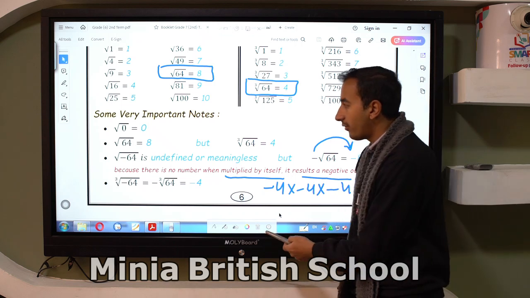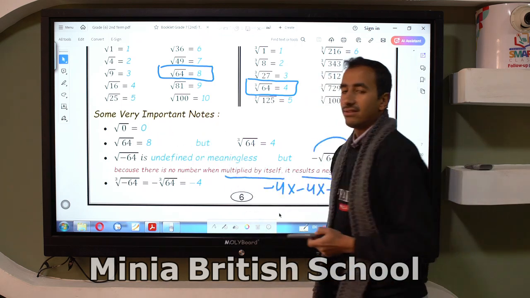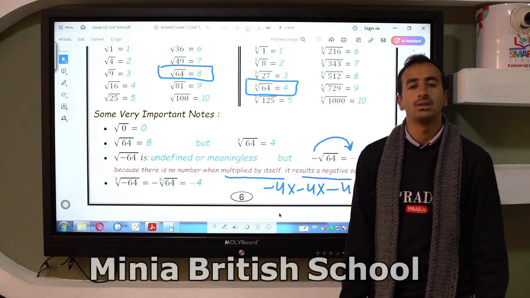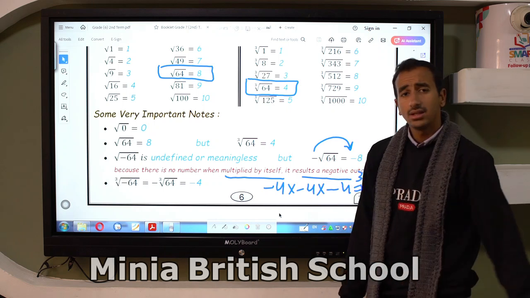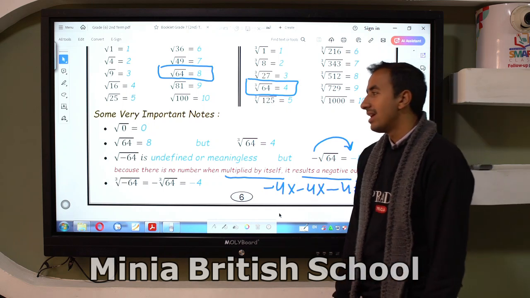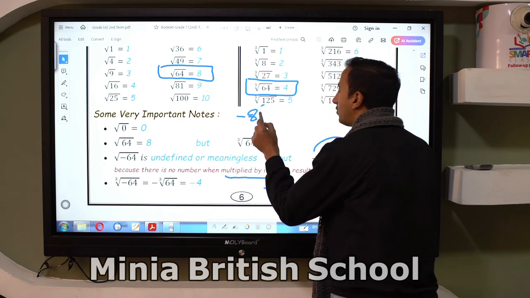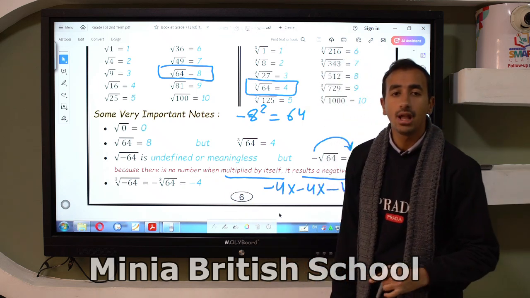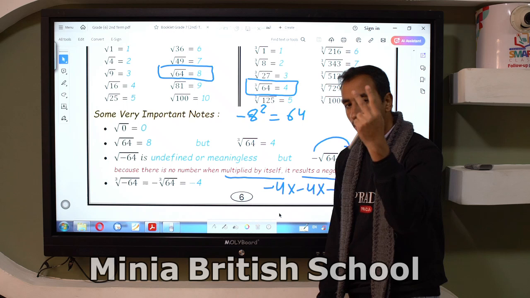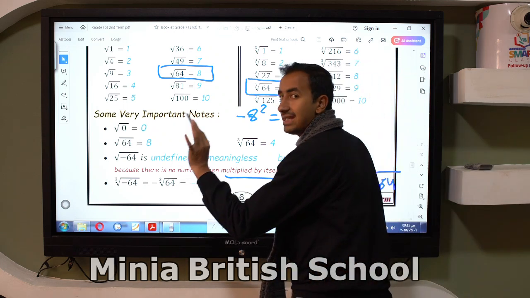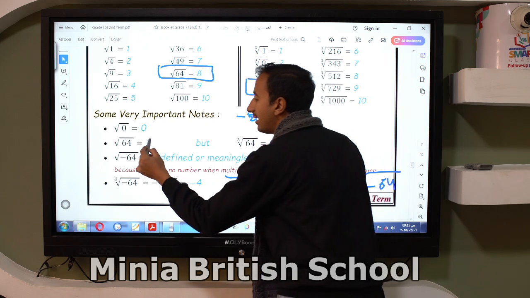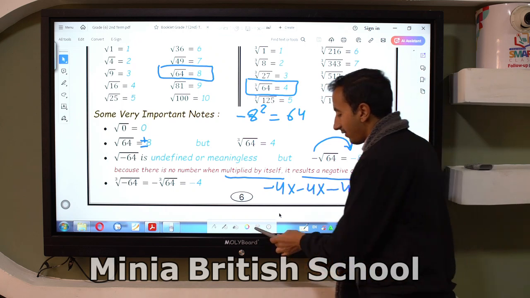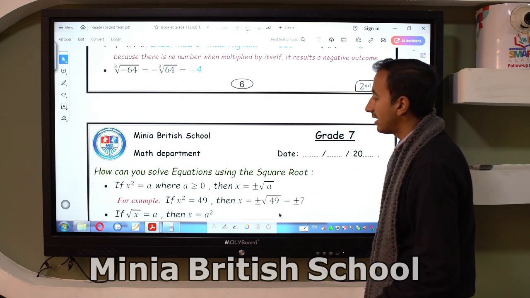Now, what about the square root? Find the square root of 64. The square root of 64 is 8. What about negative 8? Negative 8 to the power 2 is also 64. So for the square root of 64, I must write positive or negative. We have two answers. The square root of any number, the result will be positive or negative. Yes.